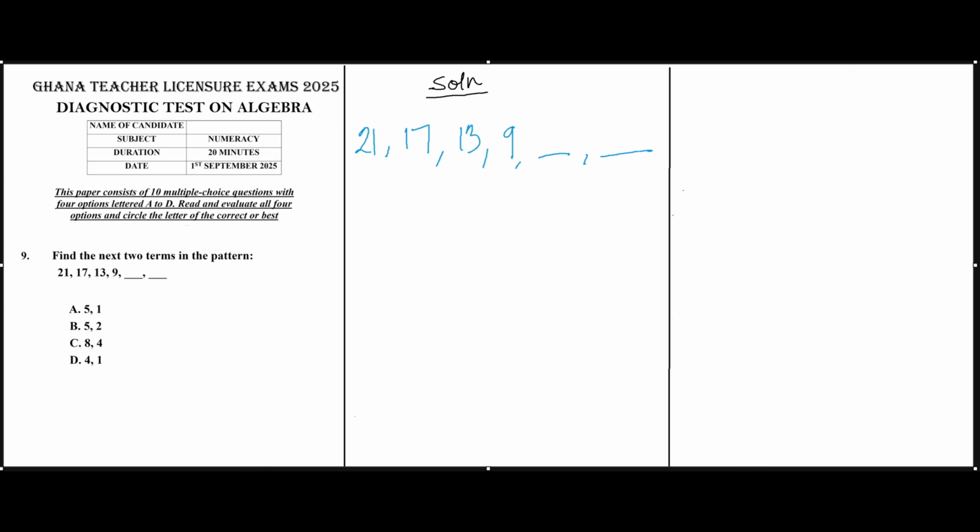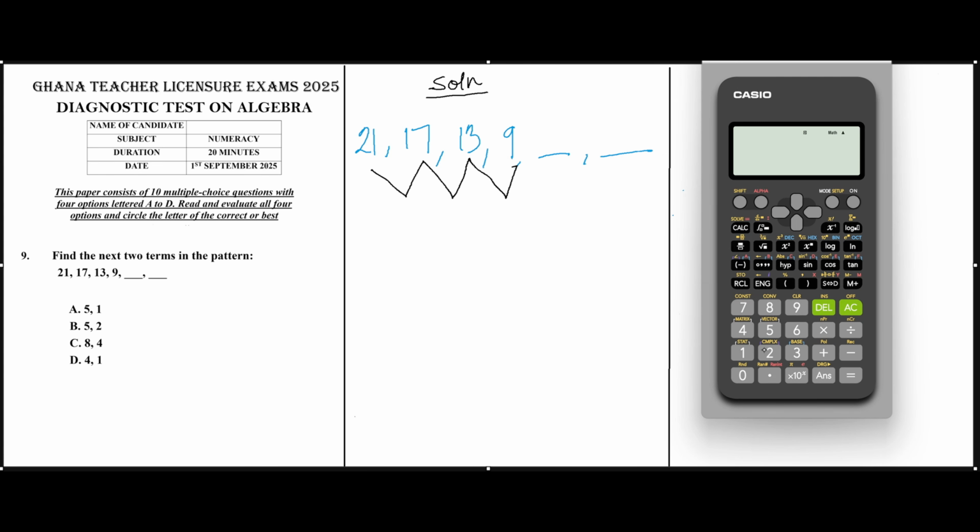So now, when you take a closer look at the pattern, you see that the numbers are reducing, or in other words, they are decreasing. So from 21 to 17, from 17 to 13, and then from 13 to 9, the numbers are reducing. So let's find the number that is causing the decrease. So from 21 to 17.